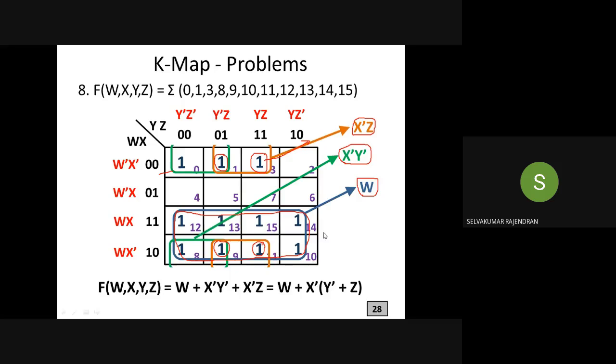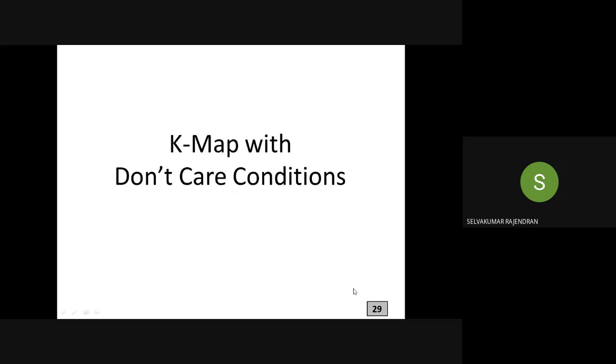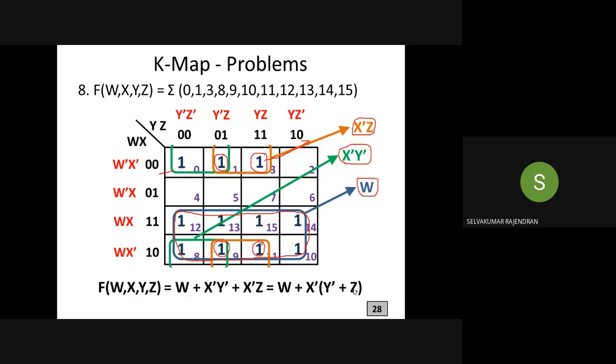So this is the final Boolean expression: W plus X prime Y prime plus X prime Z. It can be simplified further like this: W plus X prime times (Y prime plus Z). So I hope all of you understand the K-map minimization.